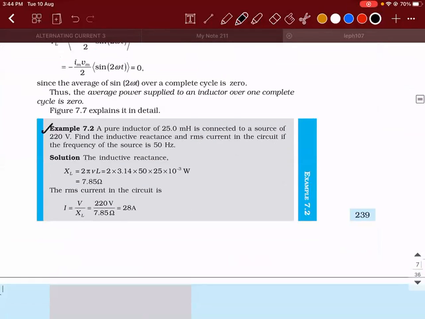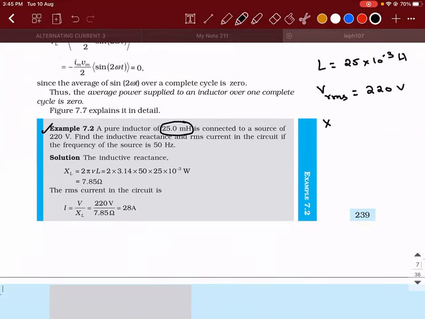7.2. So there is a pure inductor of 25 millihenry connected to a source of 220 volt. So tell me the data. L is equal to 25 into 10 power minus 3 Henry. And what is the voltage they are given? It is V RMS, that is equal to 220 volt.